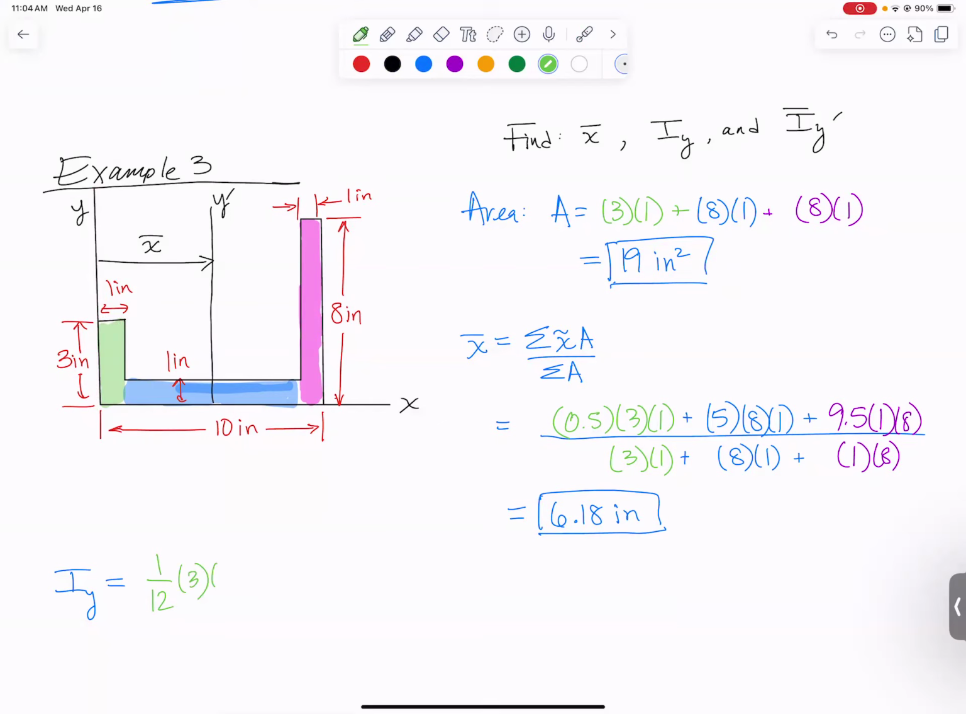So 1/12 times 3 times 1 cubed. We add the area, 3 times 1, and then the distance is the distance between the y-axis and the centroid, 1/2 inch, that gets squared. Then we add the blue area.